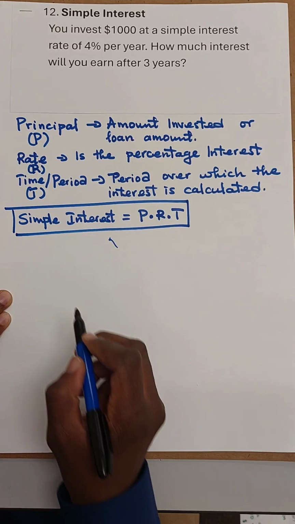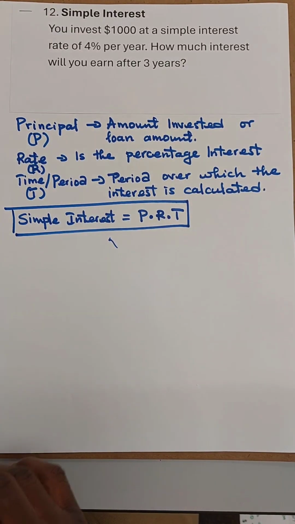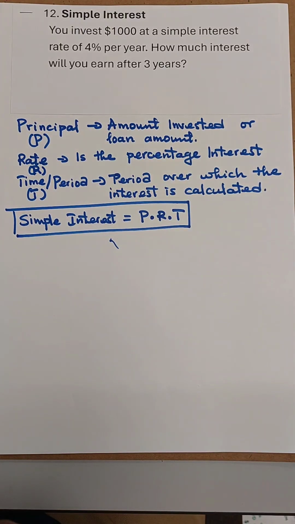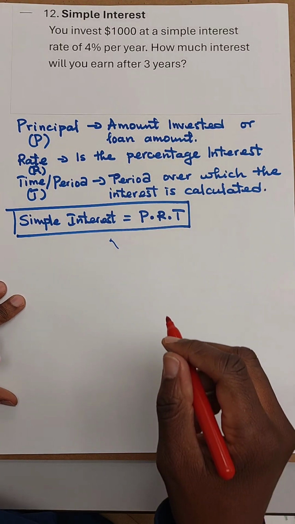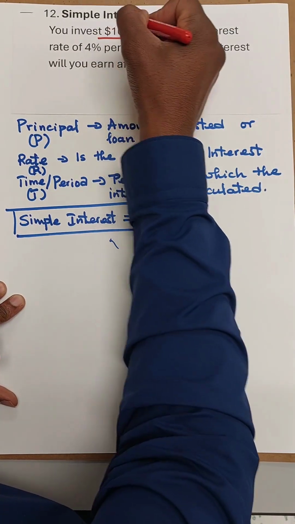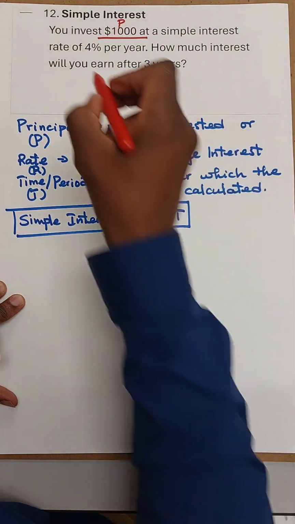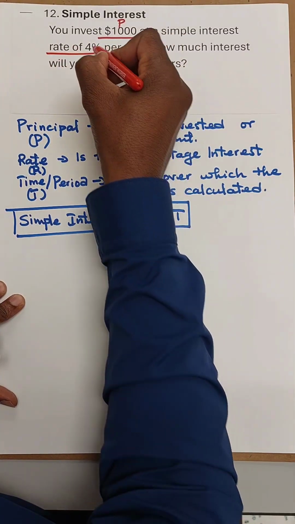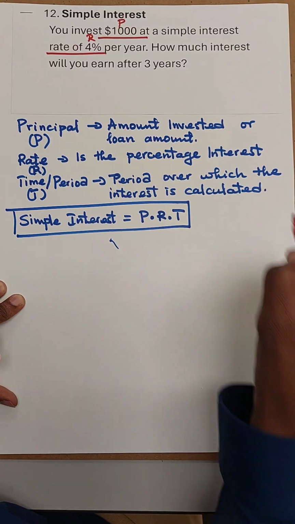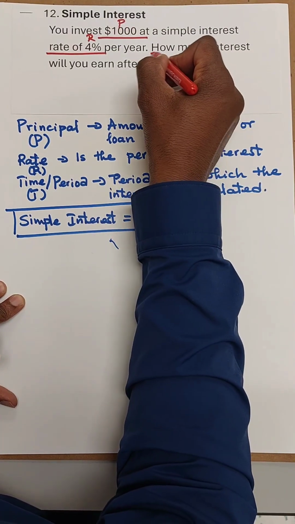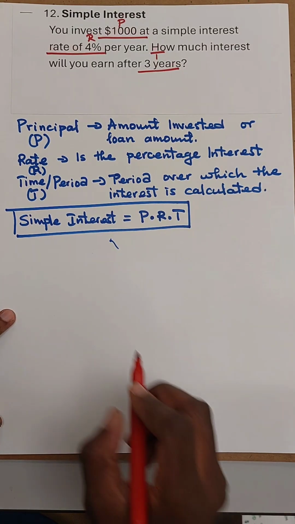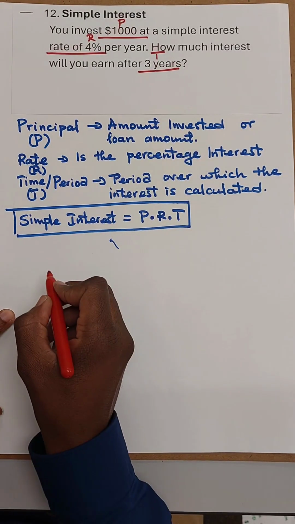That said, looking at this problem, we can identify the rate, the time. So investment of $1,000, that is clearly the principal right there. Simple interest rate, it says the rate right here. The rate is 4%. How much interest will you earn after 3 years? So this is the time over which the money is borrowed. So how much interest? Simple interest.